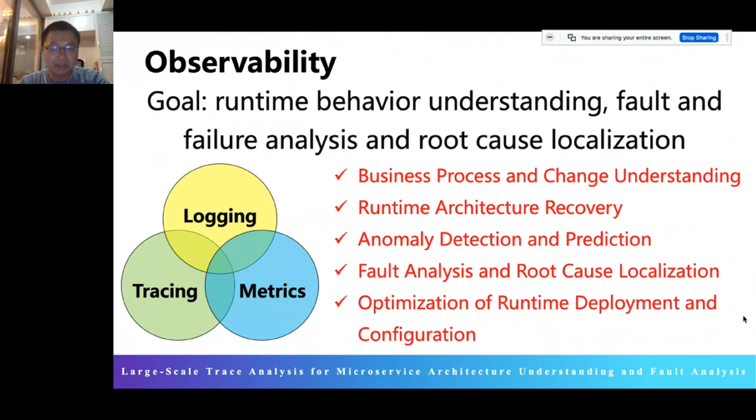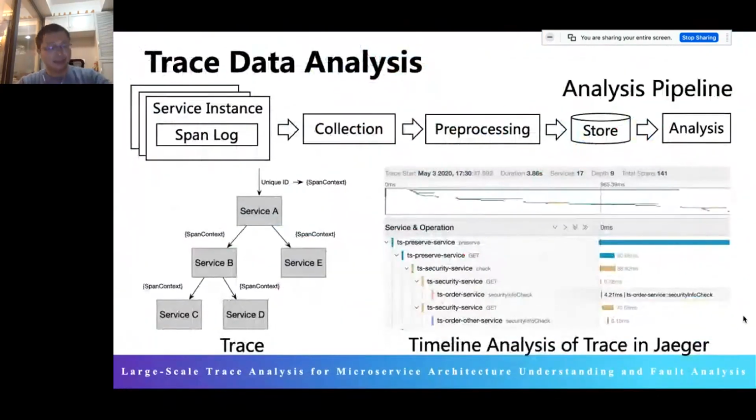They support a series of observability-based applications, including business process and change understanding, runtime architecture recovery, anomaly detection and prediction, fault analysis and root cause localization, and also optimization of runtime deployment and configuration. So today I will share our recent work, I think centered around trace data analysis. Trace, as I mentioned just now, is an important part of the observability of microservice systems.